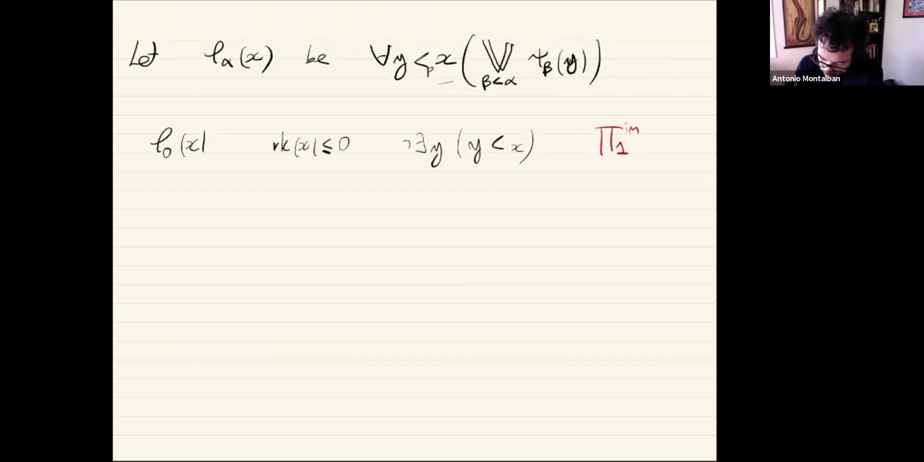What about how do we keep on going? We want to keep on going. Phi 1 of x is the formula. Now let's just write down what it is. For every y below x, there is only one beta below 1, right? There is only one possibility for beta, and that's beta 0. So here we're using the alpha. For every beta below 1, phi 0 of y. That's what we're saying up here.